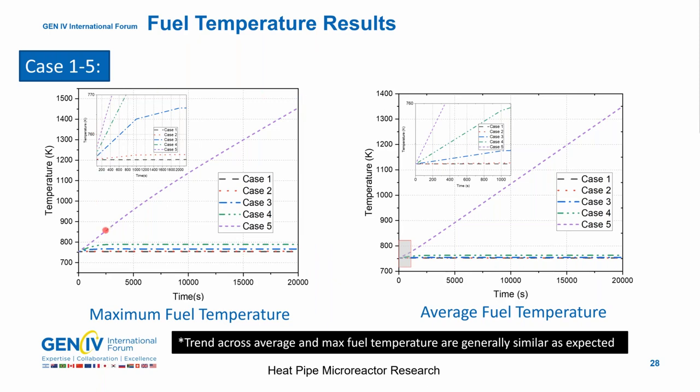At the same time, we can compare the other calculation results. We can observe that when more heat pipes fail, the temperature increase is much faster, and the final temperature is also higher. The same situation is observed in the figure of average fuel temperature.